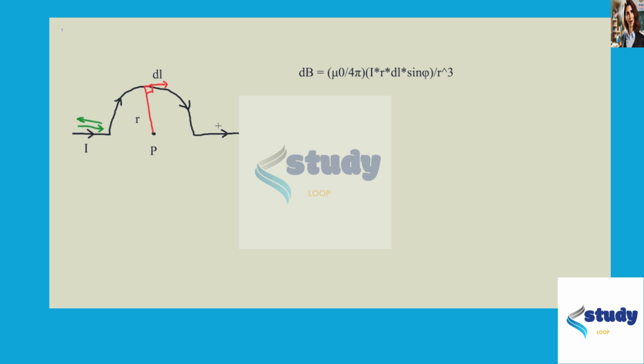And the same situation is going to happen over here. The dL and the r for this straight section of wire are both parallel, so the cross product is 0. So these straight segments are not going to contribute anything to the magnetic field at point P. So we're just going to totally ignore them.